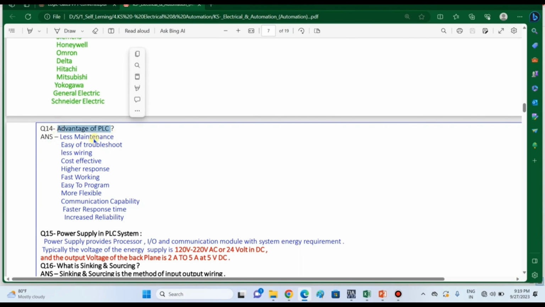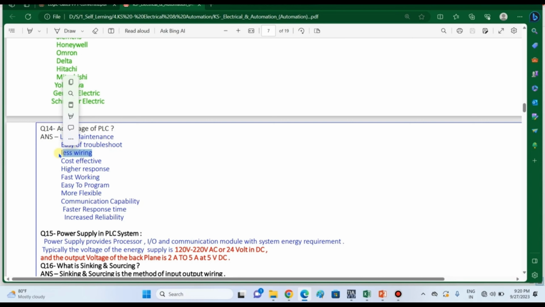Advantages of PLC. If you have seen my old lecture, I discussed the advantages of industrial automation. Based on that, you can observe the advantages of PLC, because industrial automation depends on PLC. So the advantages of PLC: less maintenance, because a PLC is easy to troubleshoot.